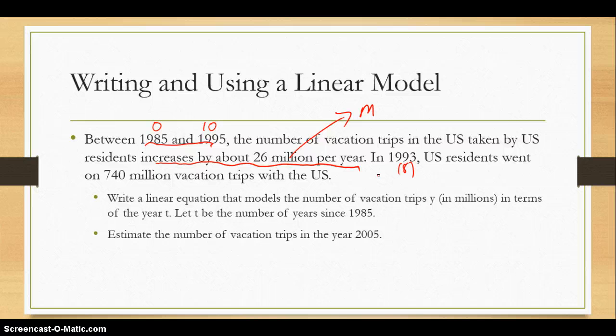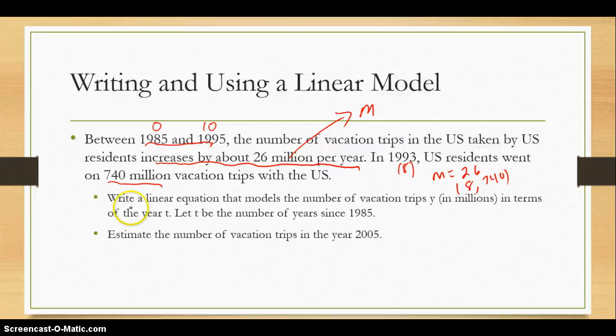U.S. residents went on 740 million vacation trips. So we know this is an ordered pair. This would be my Y value, and the 8 would be my X value. So I know I have a slope of 26, and I know that I have an ordered pair of 8 and 740 million. Okay? So again, you could start labeling things while you're reading the problem to help you along the way. Circle them, highlight them, whatever you'd like, so that everything correlates and goes together well.